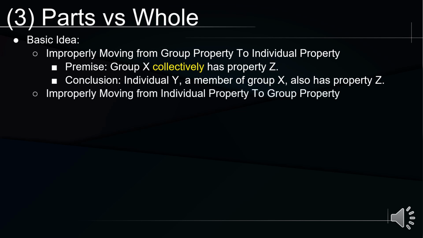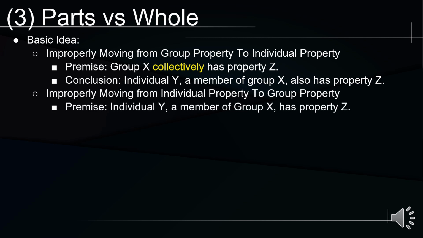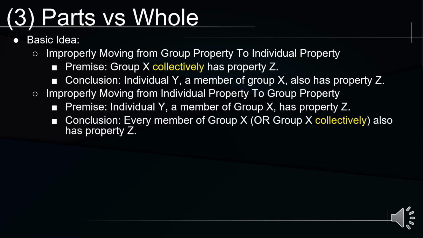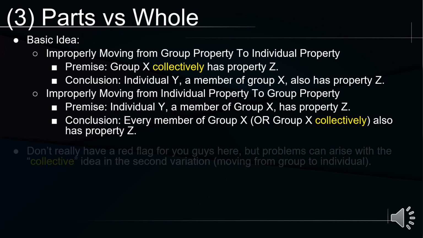The mirror image of this is improperly moving from individual properties over to group properties. And this one is just, again, the reverse. Premises state that individual Y, who is a member of group X, has property Z. And the conclusion says every member of group X, or group X collectively, also has property Z.